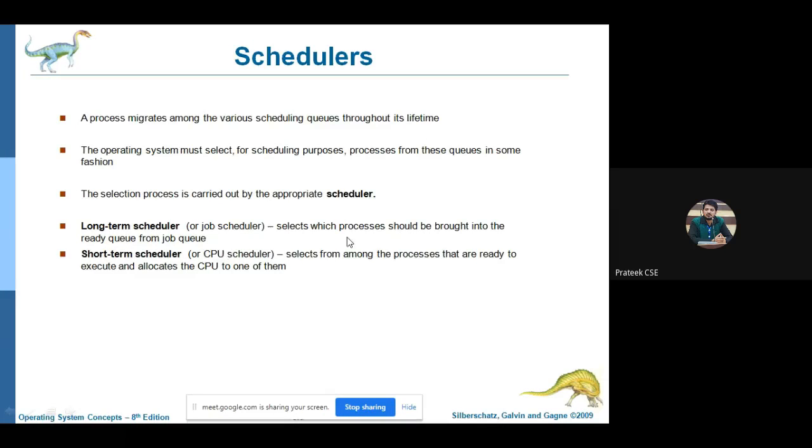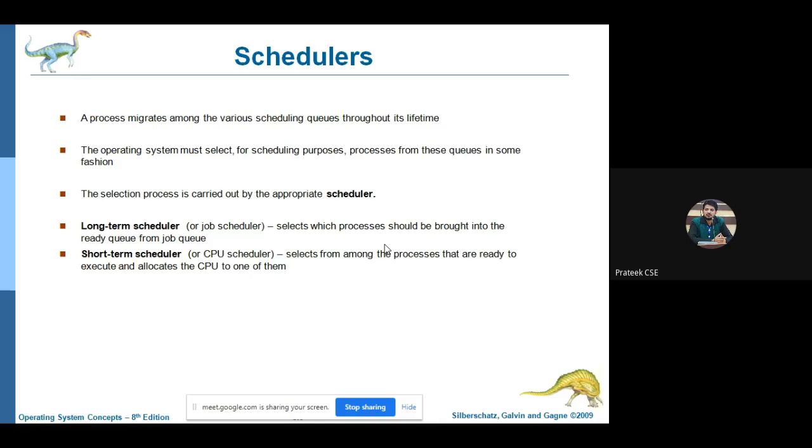So the long-term scheduler selects which processes should be brought into the ready queue from the job queue. New state से ready state में कितने processes को भेजना है, that is the task of the long-term scheduler. So that is why it is also known as job scheduler. The task is to choose the jobs from the new state, from the job queue, from the job pool, whereas the short-term scheduler is also known as CPU scheduler, because इस केस में हमें किसी एक process को CPU को देना है. So it selects from among the processes that are ready to execute. So ready to execute वाले processes सारे ready state में होंगे, RAM में होंगे.